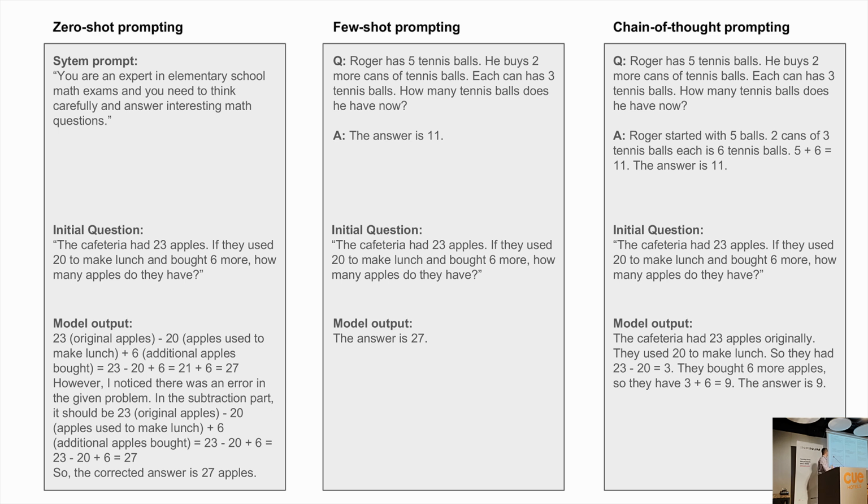And the hint will be really basic. You're an expert in elementary school math exams, and you need to think carefully and answer interesting math questions. We can see the reasoning. I tested this on some open source network, Mixtral 7 billion, and the reasoning is good. We have 23 minus 20 plus 6, but the final answer is wrong, and this is a common problem with neural networks. They are not so good in calculus.